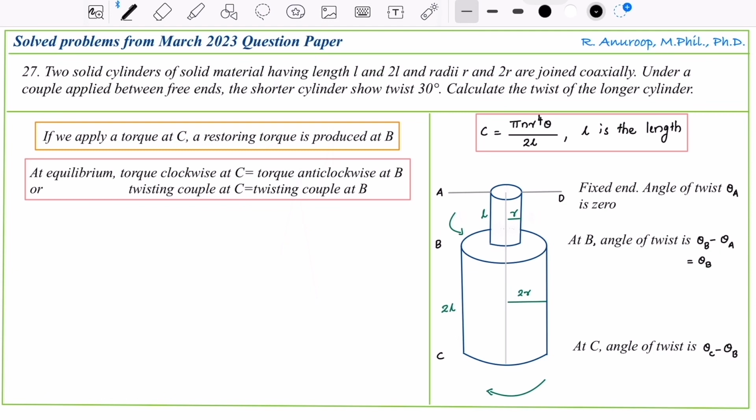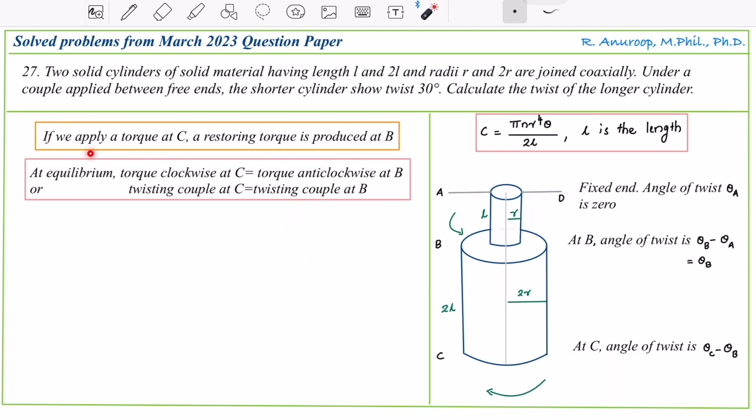Here AD is the fixed end where the cylinder is fixed. So the angle of twist at this point is 0. Suppose we are applying a torque in the clockwise direction at C, then a restoring torque is produced at B and the direction is anti-clockwise. Now consider B. At B the angle of twist is theta B minus theta A. Since theta A is equal to 0, we have the angle of twist at B is theta B. Now at C, the angle of twist is theta C minus theta B.